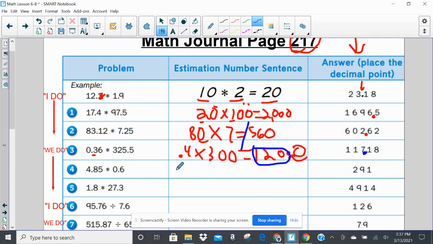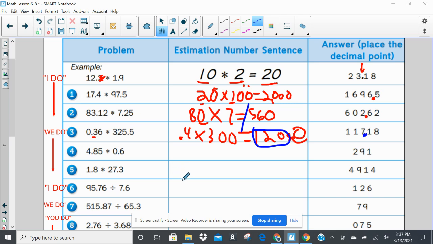Are you getting the hang of this now? I want you to go ahead and do number 4 and number 5 on your own. Try number 4 and 5 on your own and pause the video.